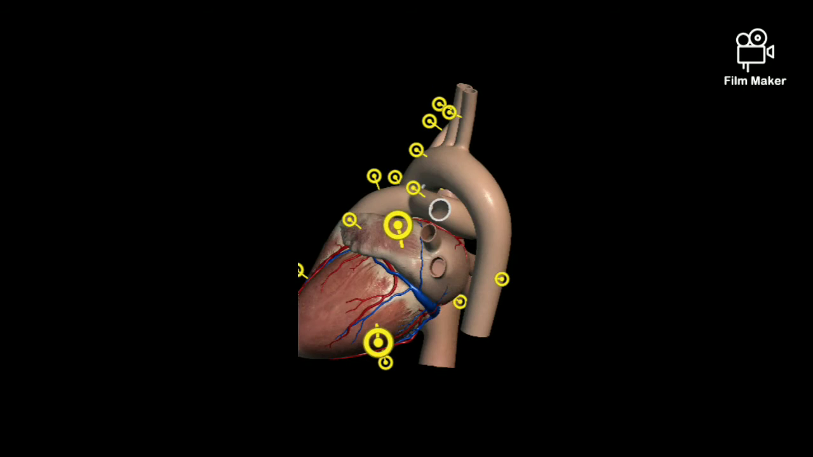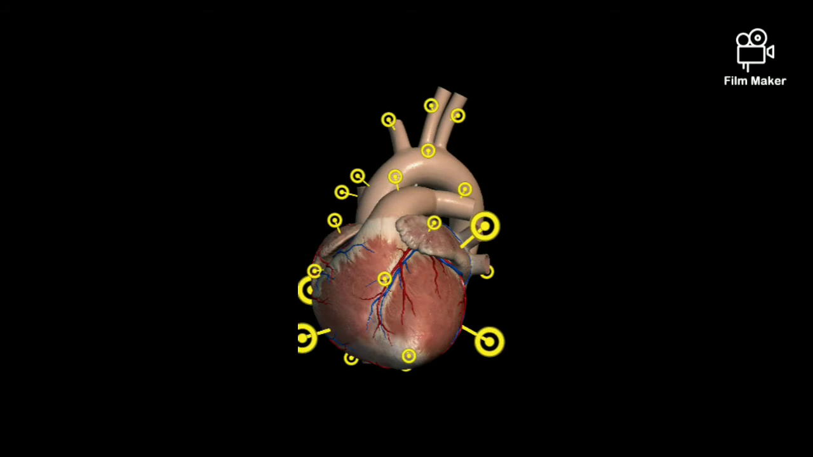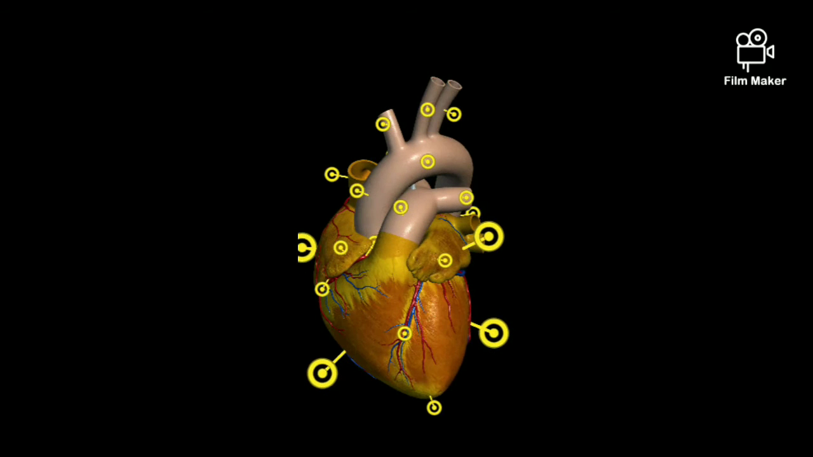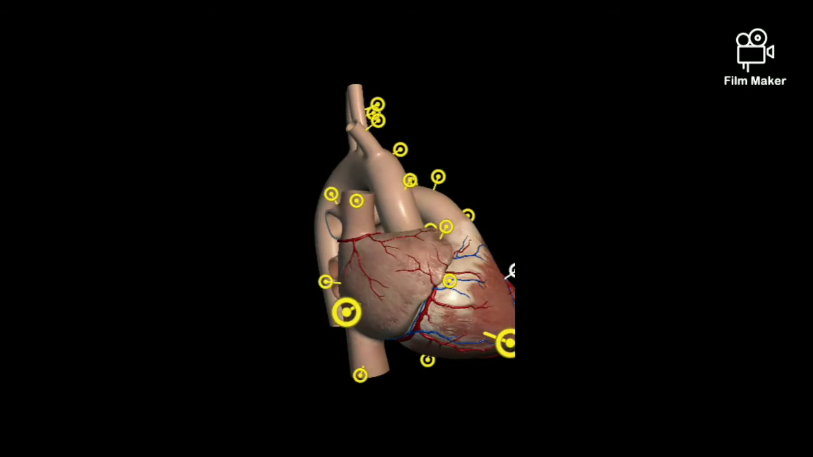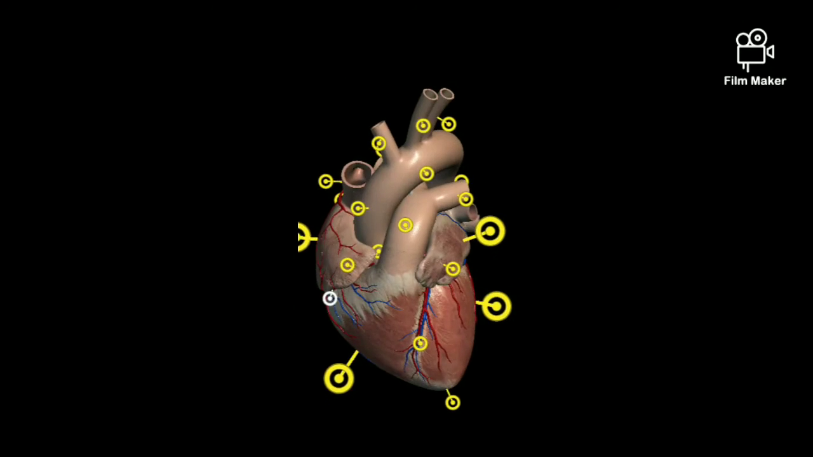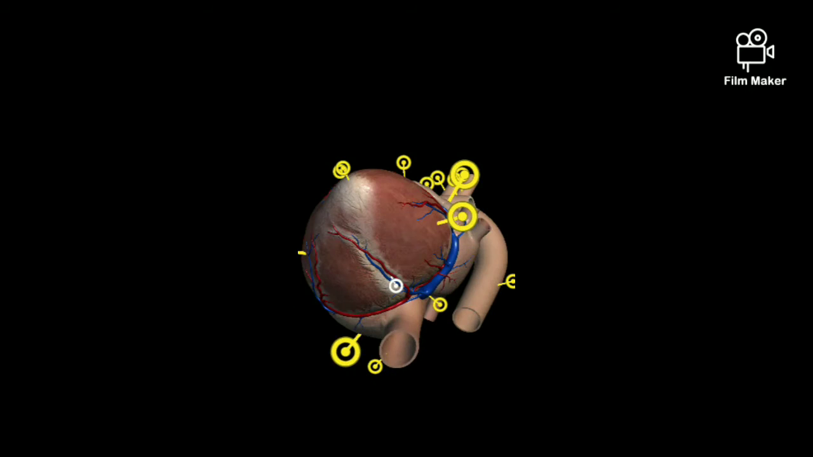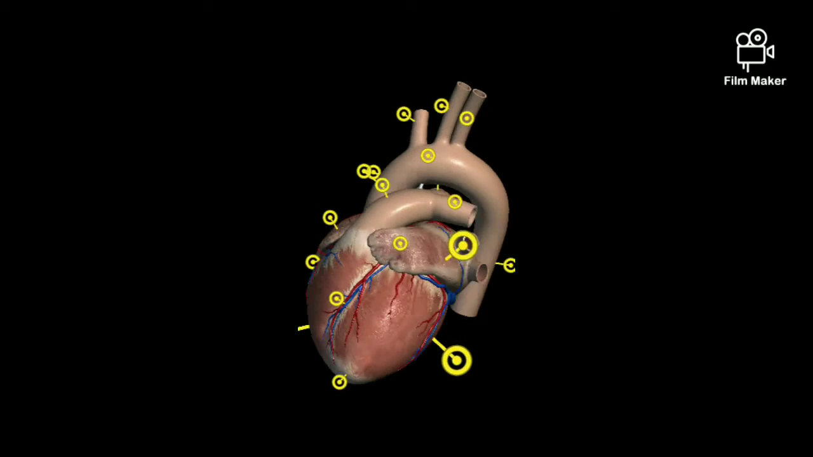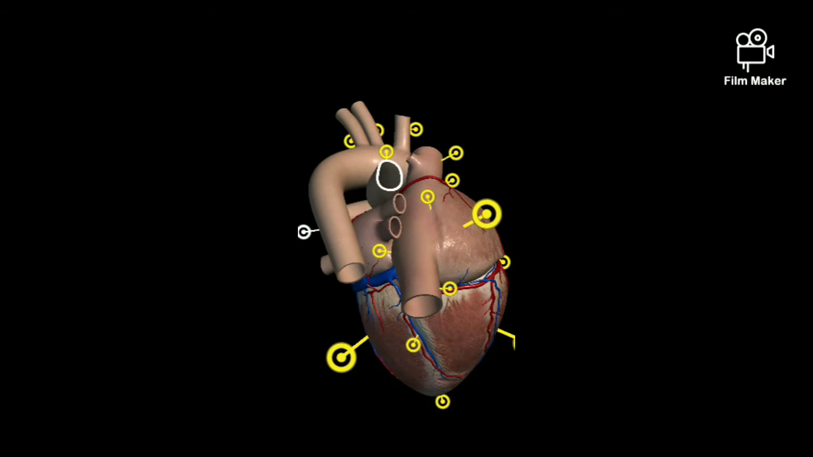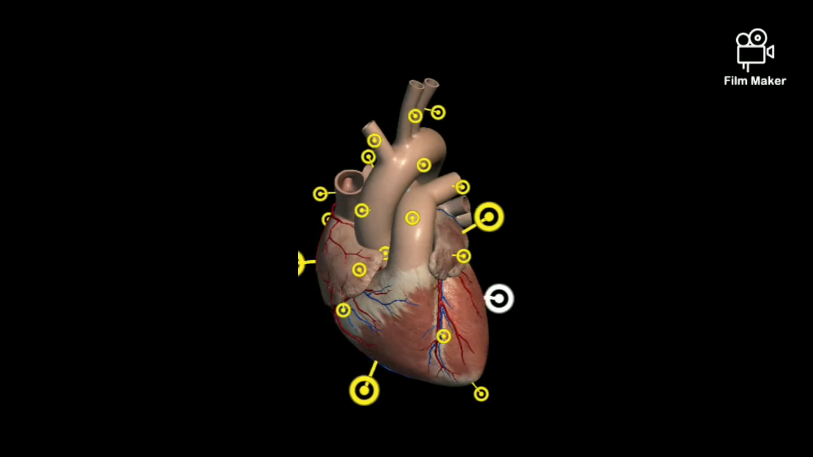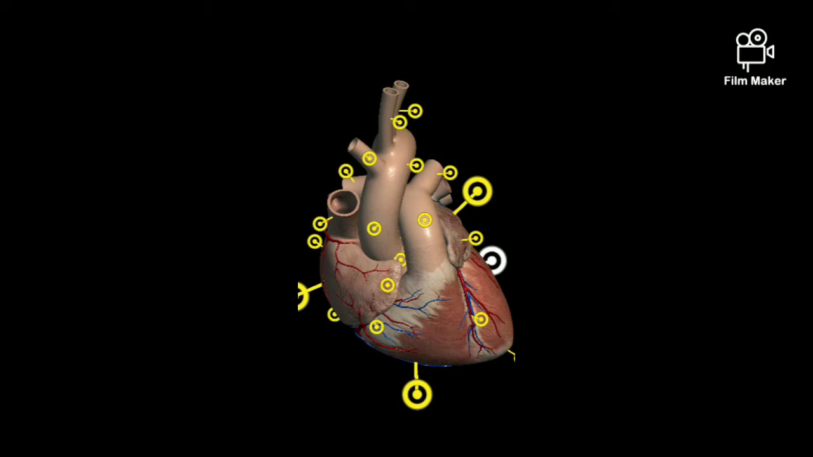The oblique features are not very important. I'm coming to the oblique pericardial sinus; I'm going to discuss it. The oblique pericardial sinus is a blind-ending pathway, which is located on the posterior surface of the heart.